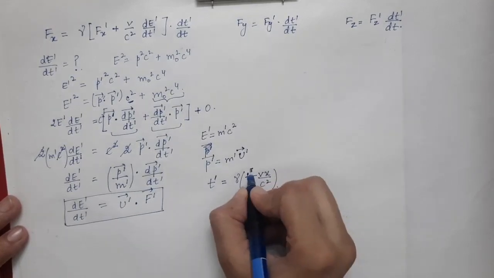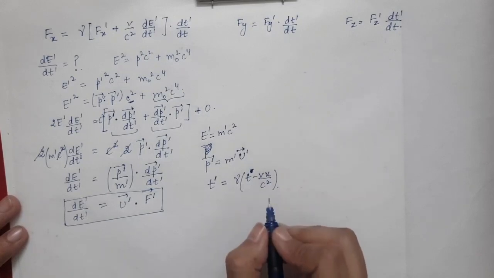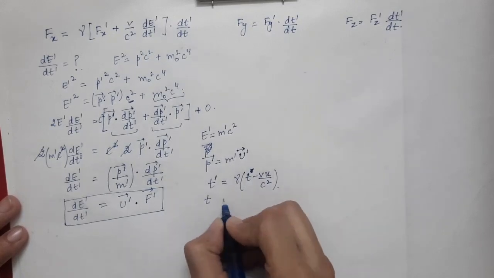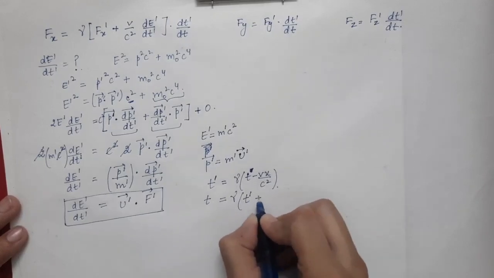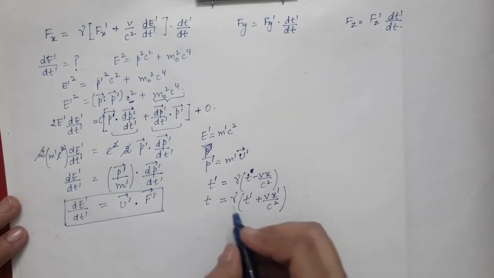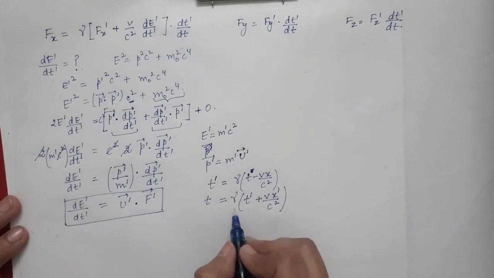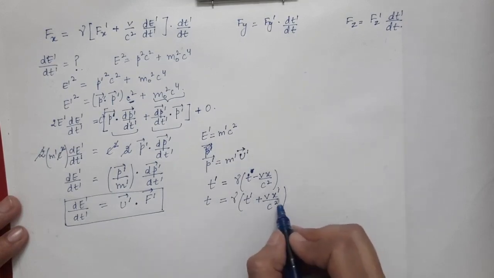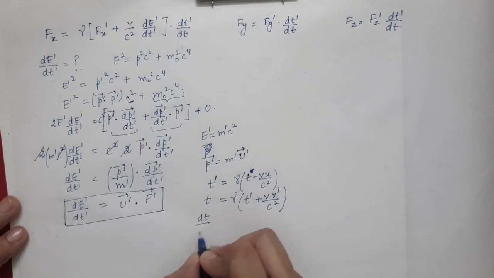t' = γ(t − vx/c²). From here, let's find t. So t will be equal to γ(t' + vx'/c²). We have just used the inverse Lorentz transformation. Now we will find dt/dt'.